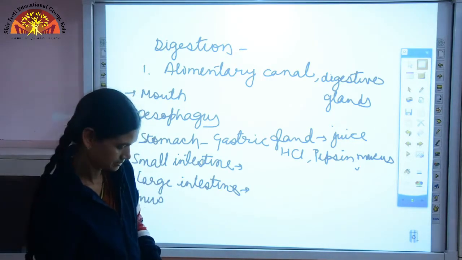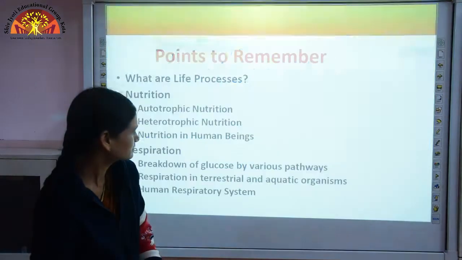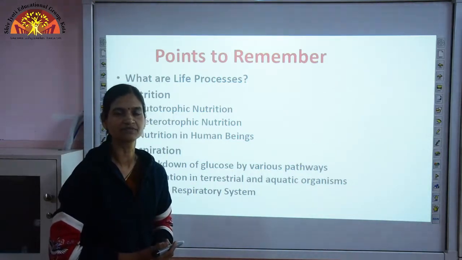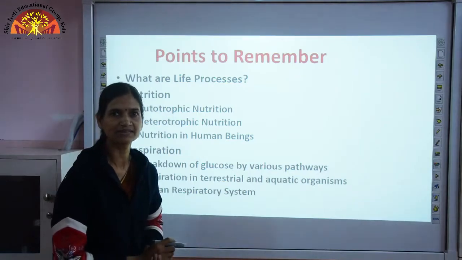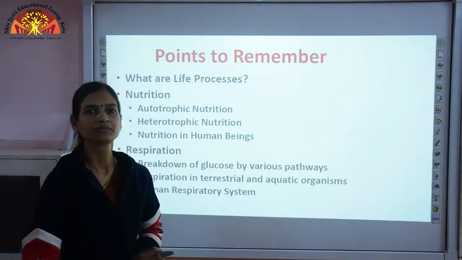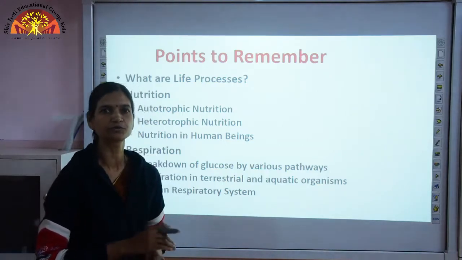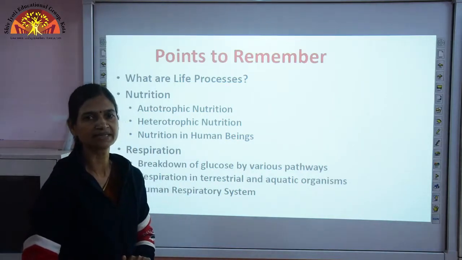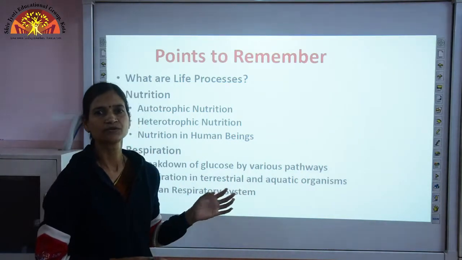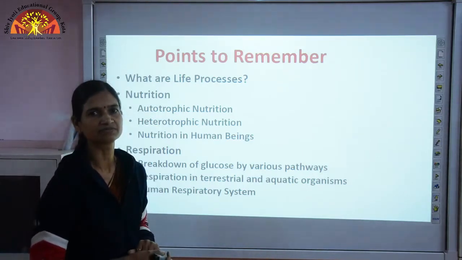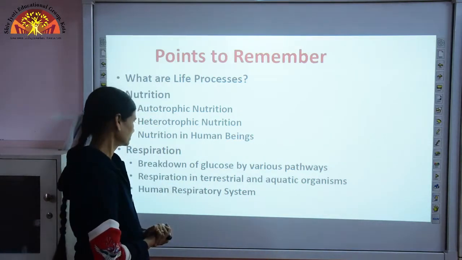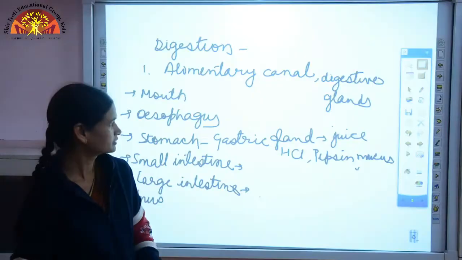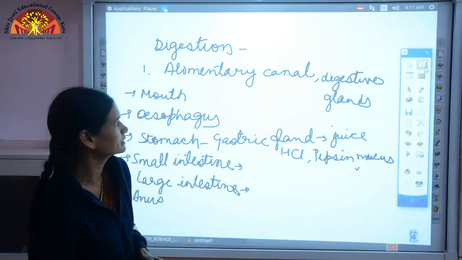Now, let us start the next topic, respiration. So, children, when we talk about respiration, what happens in the respiration? The digested food is oxidized inside the cell. The process of breakdown or oxidation of food to provide energy is what? Respiration. So, with the help of oxygen, when the food is digested and absorbed, it goes into the cell, there oxidation of food takes place which gives energy. So, that is what? Respiration. Now, let us talk about the breakdown of glucose by various pathways. So, there are various pathways by which glucose can be broken down.